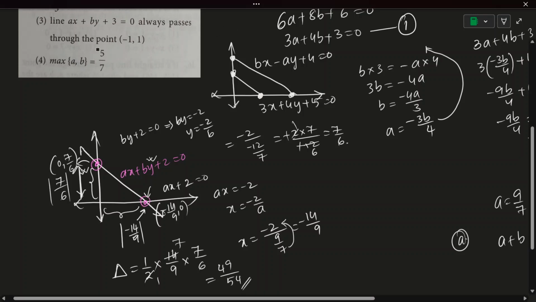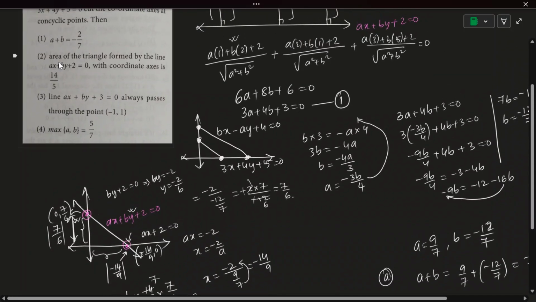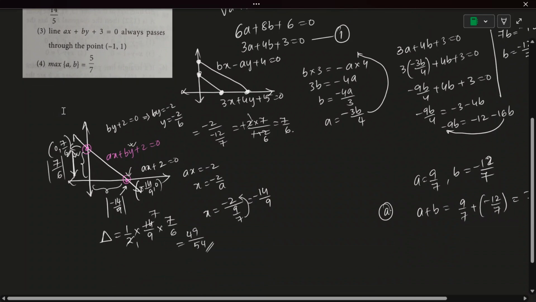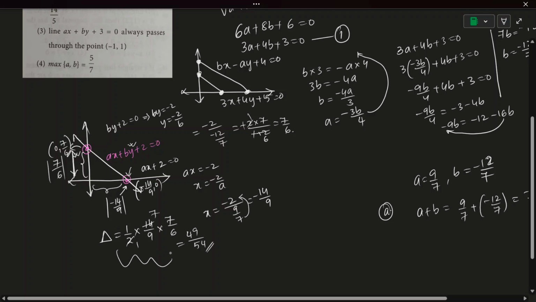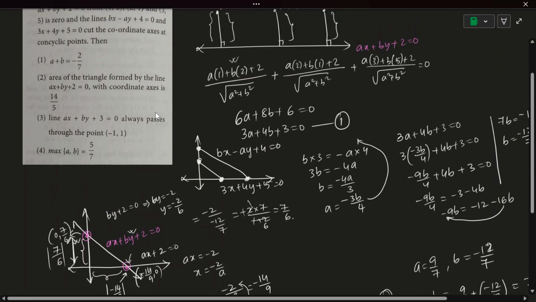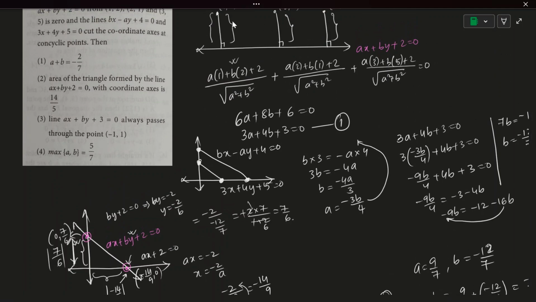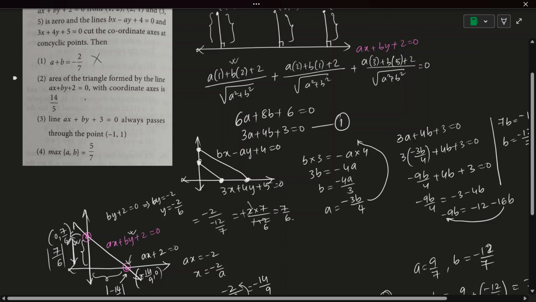Okay, here also the area is not matching. The second option is not matched. So that means second option is not the right answer. Okay, this area is correct, but here it is given as 14 by 5. So that is wrong. So first one wrong, the second one wrong. Next, the third one we will see.